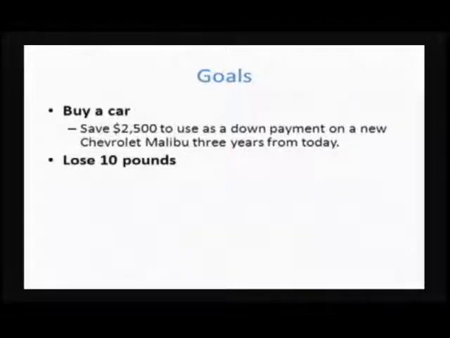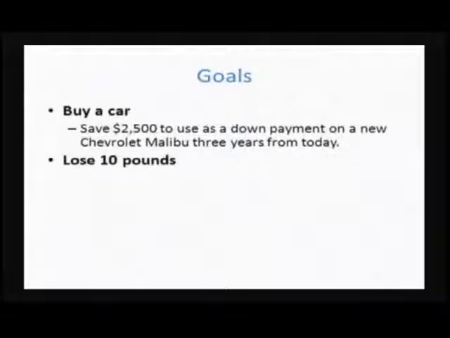Is it attainable? It depends on your current weight. If you're a large person, losing 10 pounds might not be a big deal. If you're a very small person, that may not be attainable because losing 10 pounds would be a significant amount of your weight. So it may or may not be attainable.